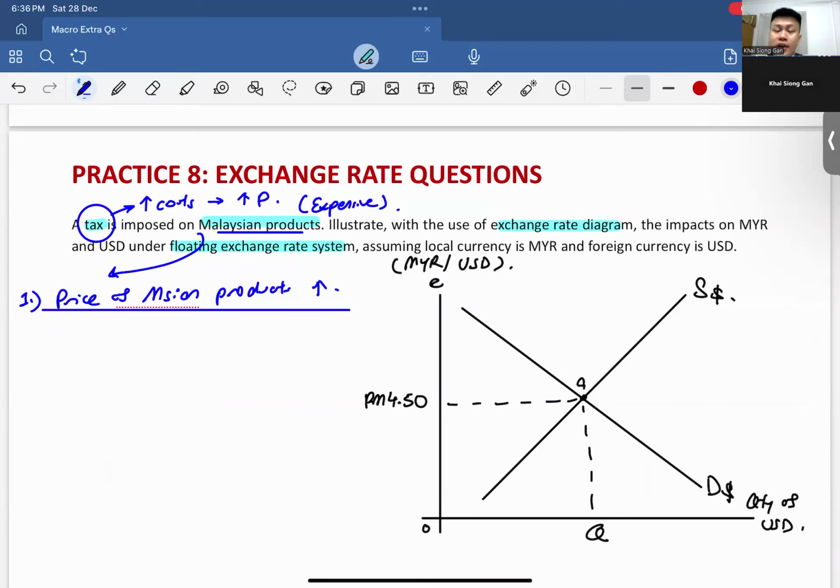Price of Malaysian products increases, so it is more expensive for foreigners, right? So foreigners will not buy already. Expensive for foreigners, less attractive. They do not want to buy the Malaysian products already. So how? Price of Malaysian products increases, so expensive for foreigners, less attractive to them, so they don't want to buy. So they will not supply so much of their currency to exchange for our currency anymore.